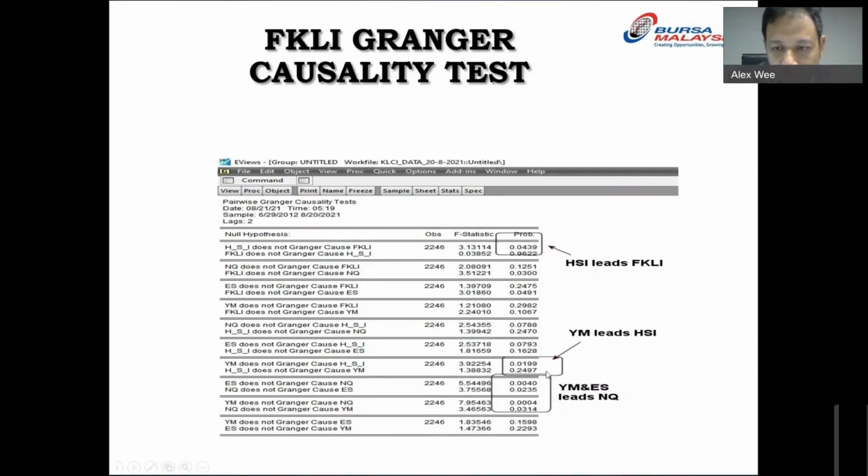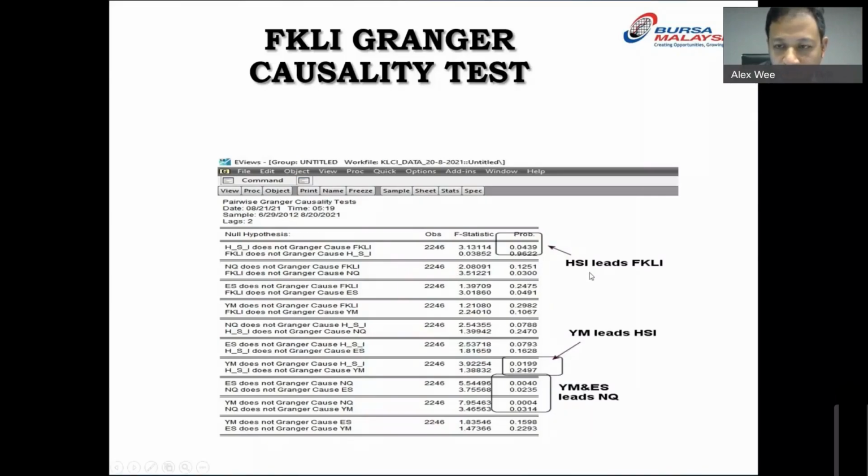Then down here, the Granger causality test for YM and HSI: YM is Dow Jones, and Dow Jones is leading Hang Seng. Here it says that Dow Jones and S&P are leading Nasdaq. That's what the result shows. So this gives me intermarket analysis trade ideas: if I want to trade Nasdaq, I could be looking at Dow Jones and S&P because they are leading Nasdaq. I can form a quantitative model based on intermarket analysis so that I can trade my Nasdaq. This is exactly what I do. I do trade Nasdaq.